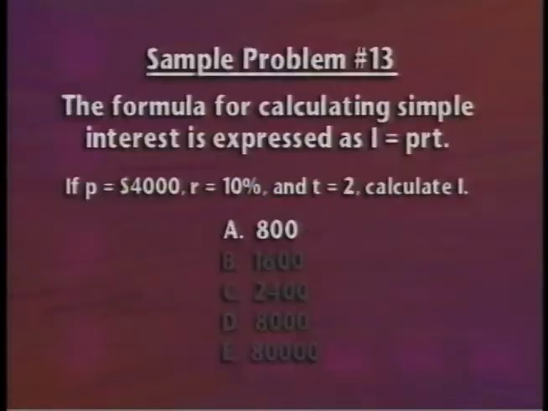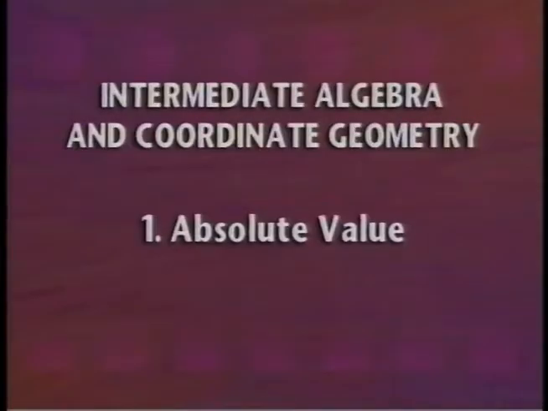I equals 4,000 times 0.10 times 2. 4,000 times 0.10 is 400, times 2 gives us $800. Answer A. Now let's discuss examples from intermediate algebra and coordinate geometry.